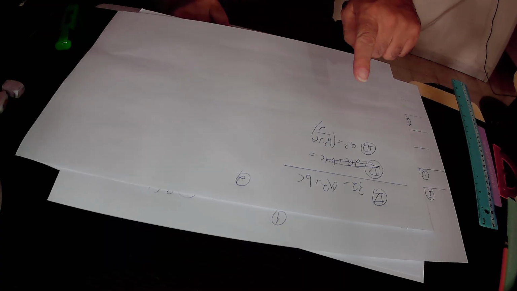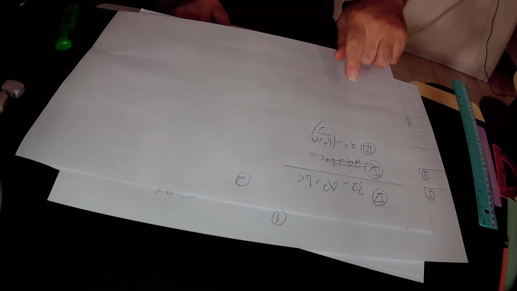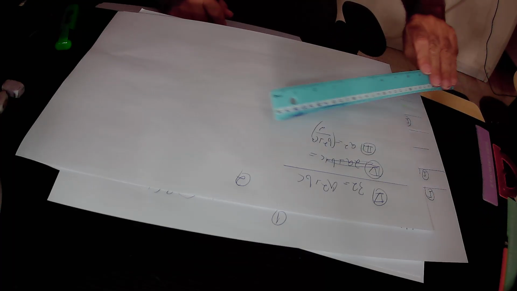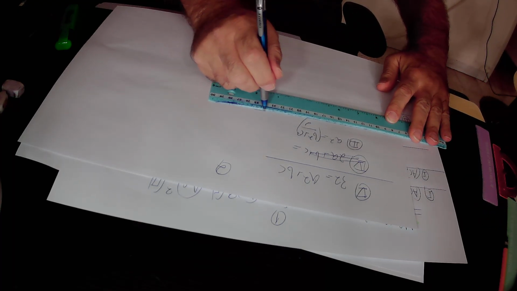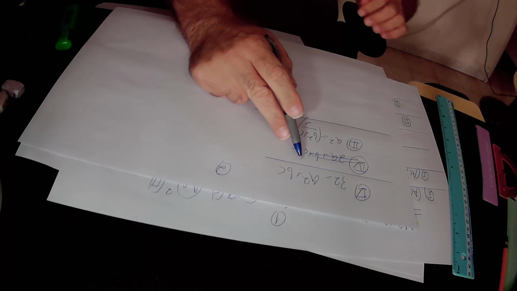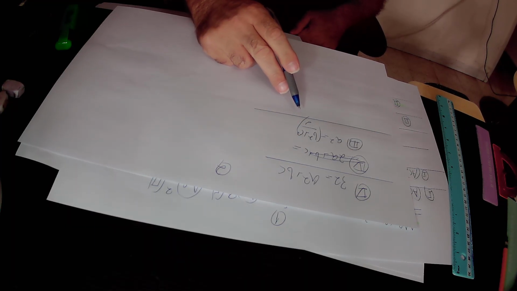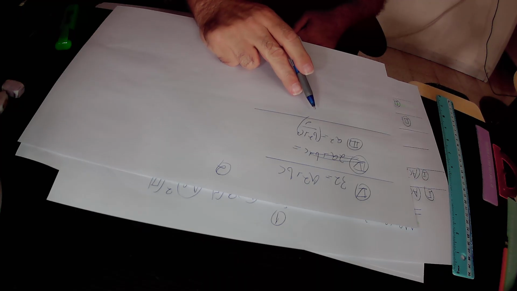According to equation 5, 32 equals A squared plus BC, while according to equation 3, A squared equals B squared plus C squared over 2. So we actually can substitute A squared in equation 5 by B squared plus C squared over 2 from equation 3.